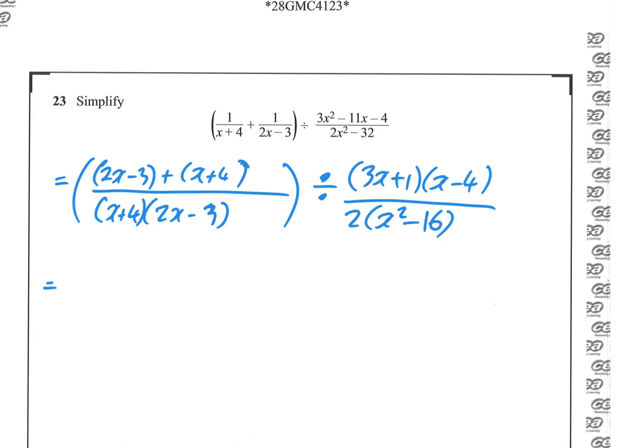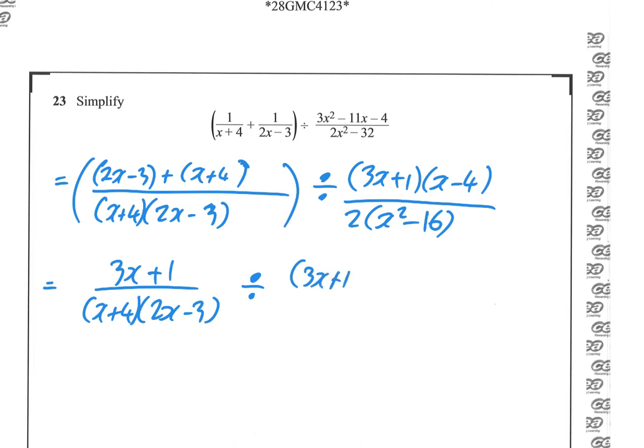Okay, on to my next line. I'm going to sort out my top line. It's going to be 3x plus 1. Bottom line, we're going to leave it as it was, x plus 4 upon 2x minus 3. And then I'm still dividing. Don't want to do too much in one go. Top line is 3x plus 1 times x minus 4. And my bottom line factorizes again by the difference of two squares, x minus 4 times x plus 4.